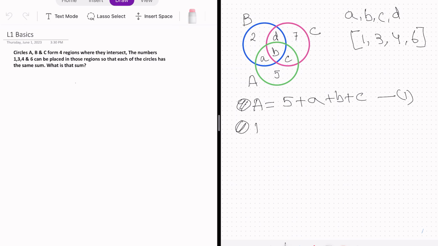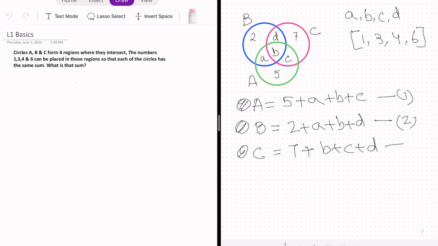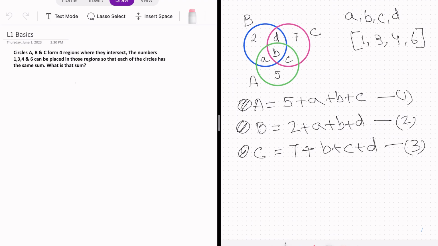Circle B is similarly 2 plus A plus B plus D. Let me mark that as number 2. Circle C is 7 plus B plus C plus D. Now I have to play with these three equations, 1, 2, and 3, to simplify them and see what I can get out of those.